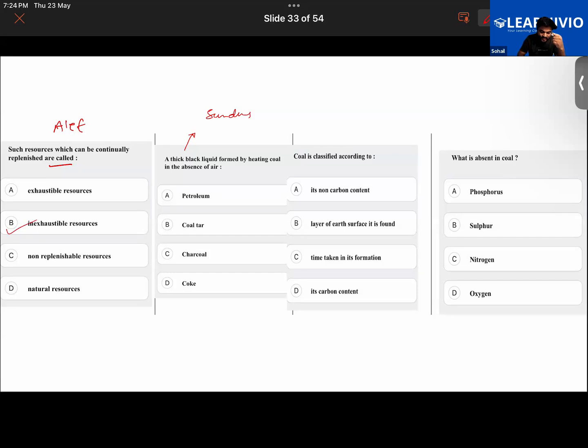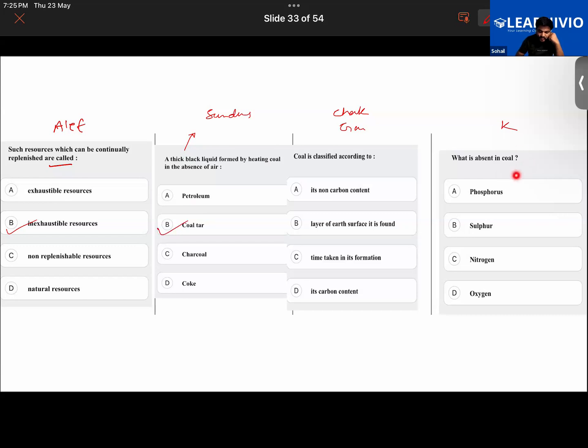Sundus, you answer the second one. Is it B? Chakrika and Gauri, you answer this one. Khadija, you answered the last one. Chakrika and Gauri, please answer the third one in the chat box. Yes, Sundus. B. Oh, very good.